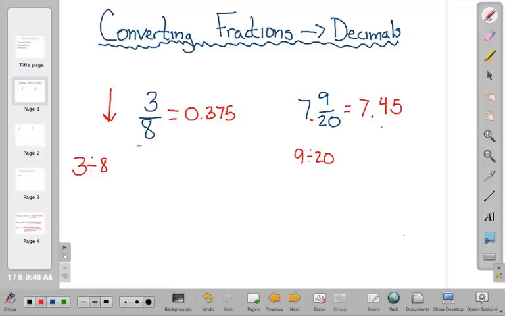So that's how you convert fractions into decimals. You read the fraction going down, the fraction bar becomes a division sign, so it's 3 divided by 8, or 9 divided by 20. You enter that into your calculator, and that's the decimal part. If you have a mixed number like we did in this example, the whole number goes in front of the decimal point.